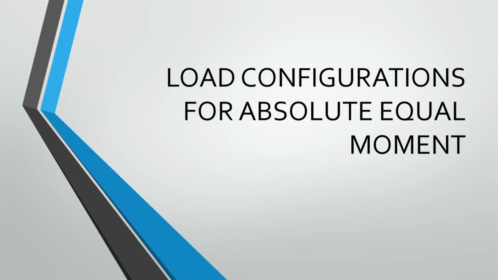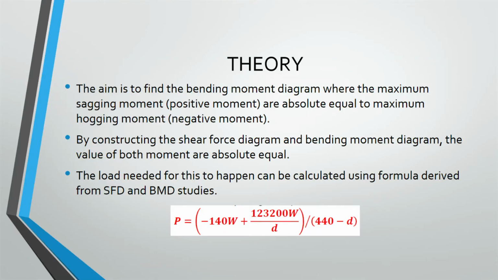Load configurations for absolute equal moment. Theoretically, the aim is to find the bending moment diagram where the maximum sagging moment, which is positive moment, are absolute equal to maximum hogging moment, which is negative moment. By constructing the shear force diagram and bending moment diagram, the value of both moment are absolute equal. The load needed for this to happen can be calculated using formula derived from shear force diagram and bending moment diagram studies, which is as shown.